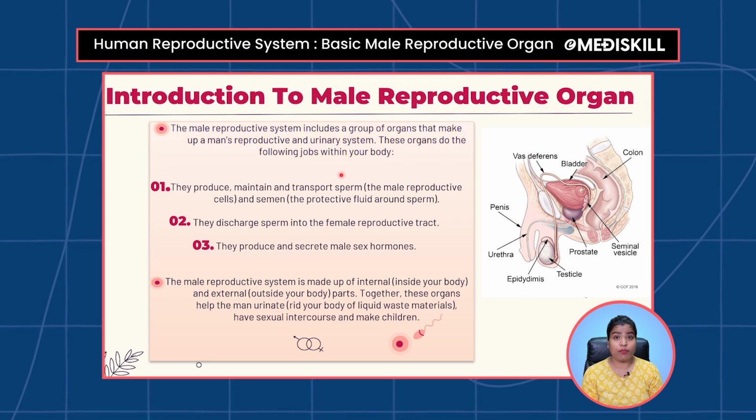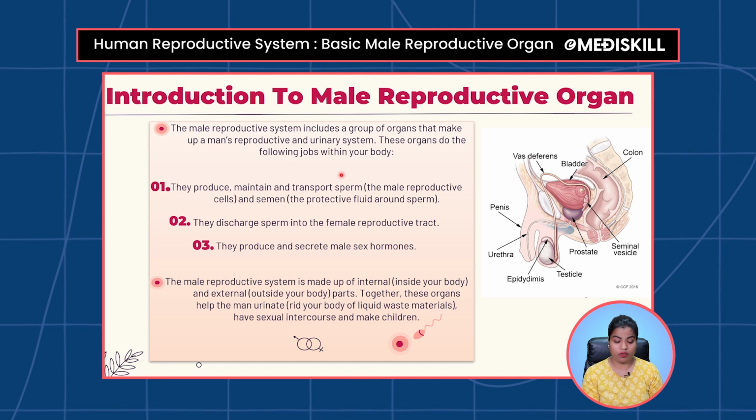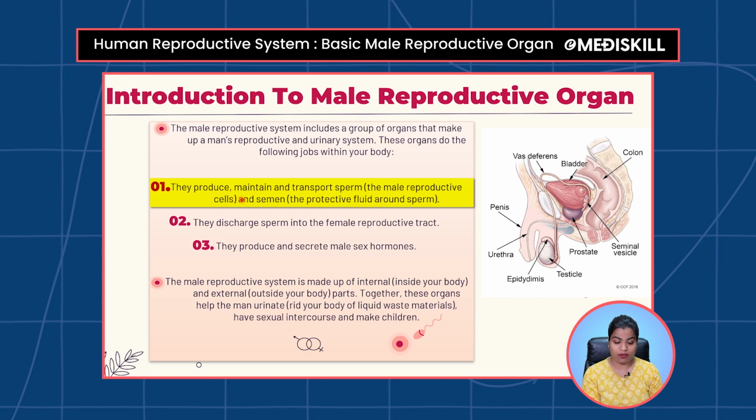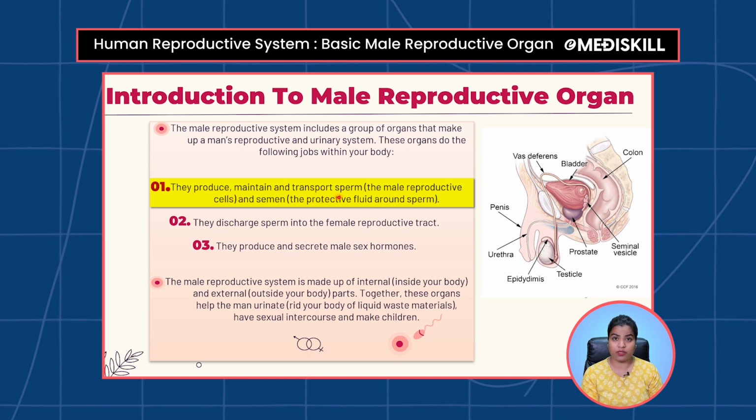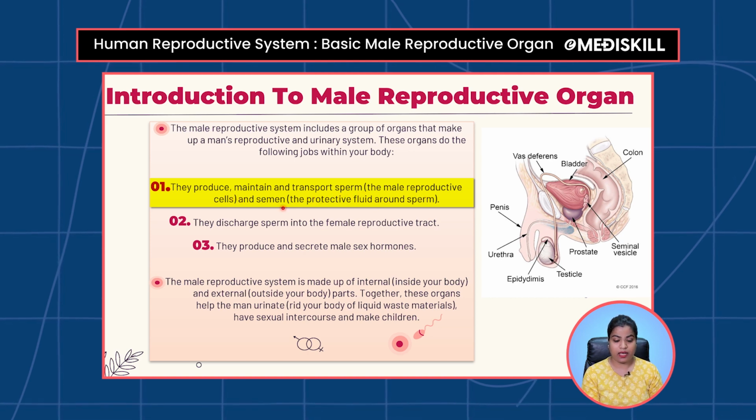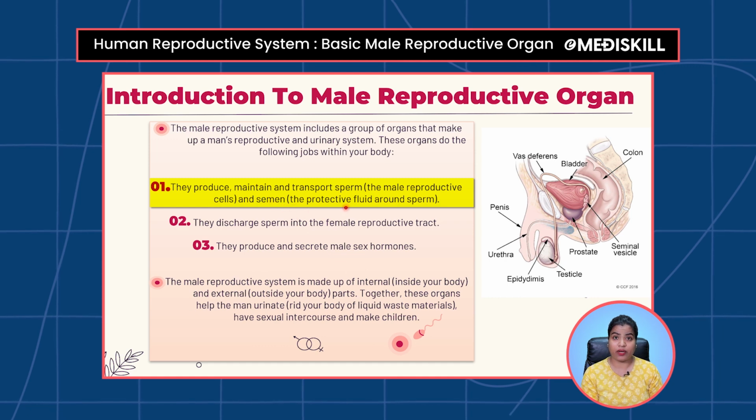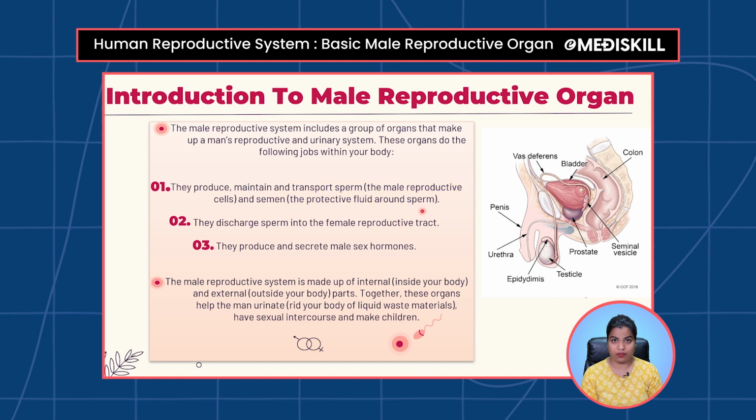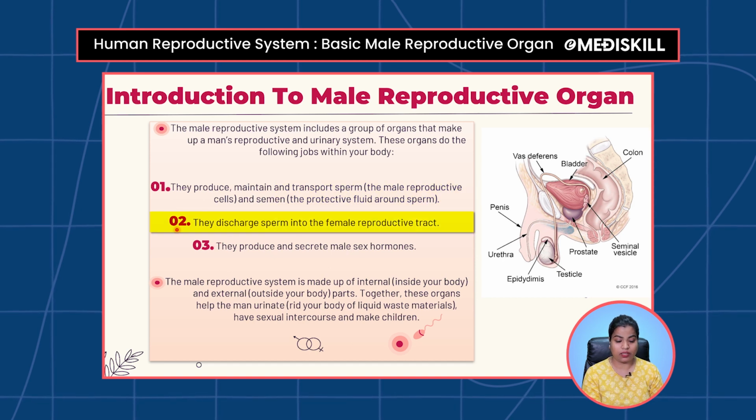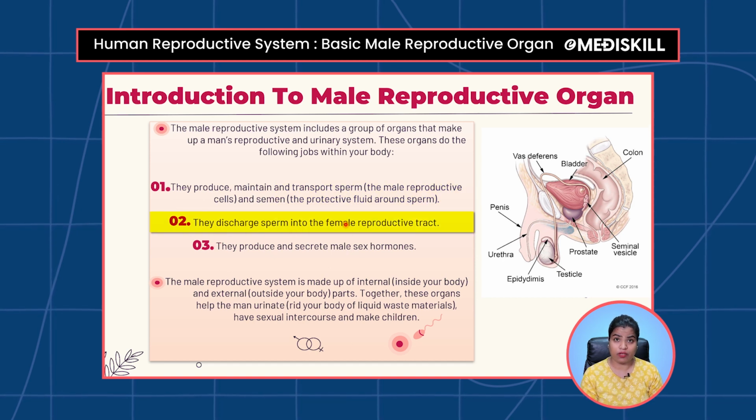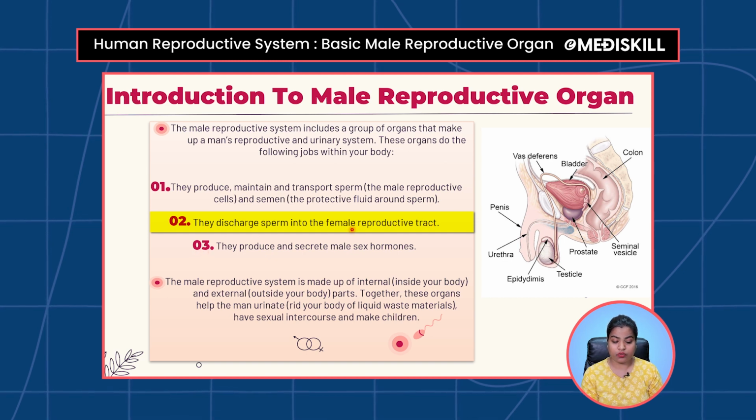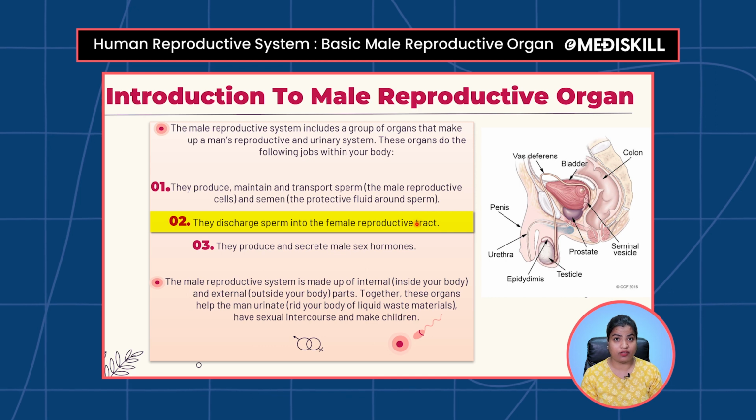Now, there are three important jobs which are performed. We'll go with the first one, okay? They produce, maintain, and transport sperm. Sperm are the male reproductive cells, and semen is the protective fluid which goes around the sperm, alright? The second function is they discharge sperm into the female reproductive tract, okay? So they are supposed to be discharged in the female vagina.